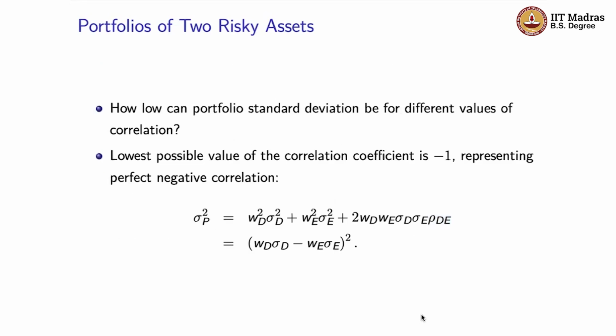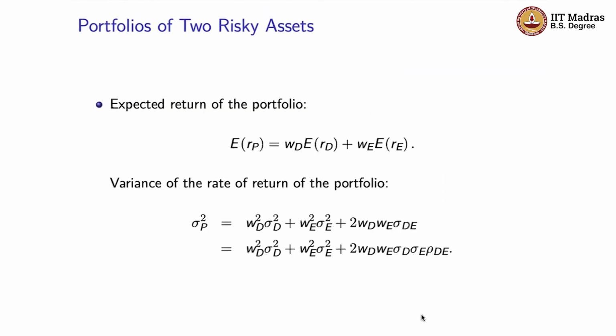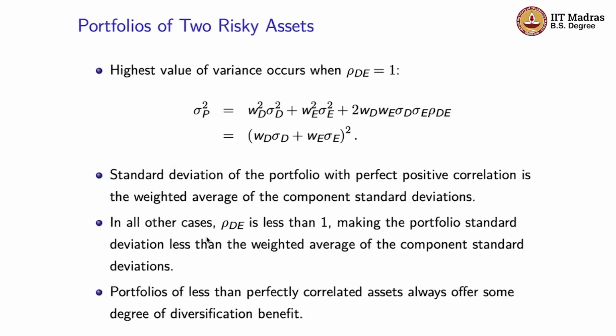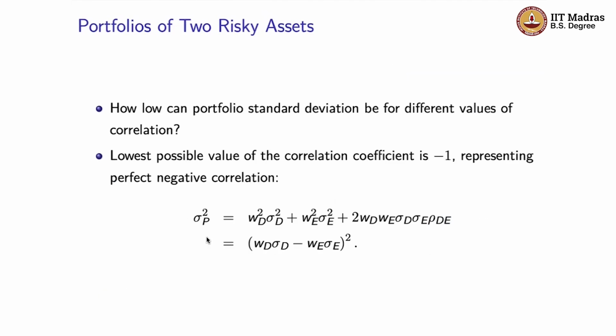What about the other cases? Suppose again we are free to choose the value of rho. How low can the standard deviation of the portfolio become, and for what particular value of rho? Clearly from this expression, you can see that the lower the value of rho, the lower can be the value of sigma square P. So the lowest possible value of rho, we know, is -1. That again represents perfect negative correlation.